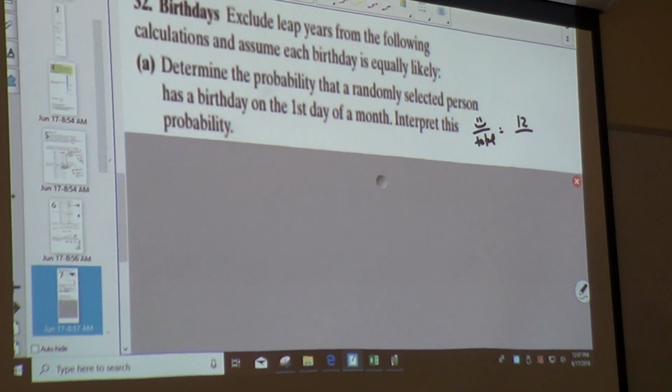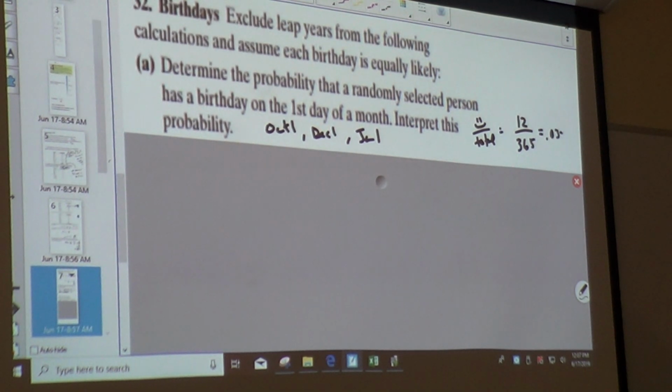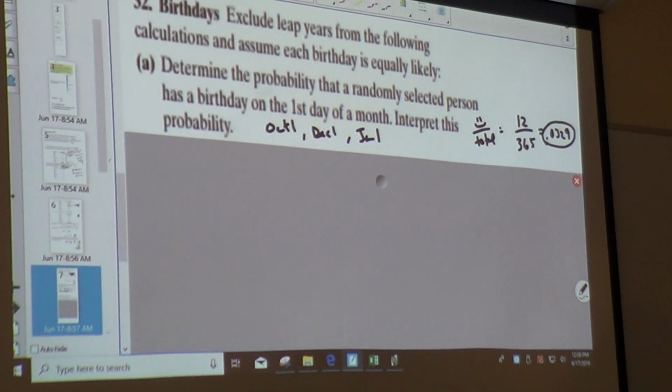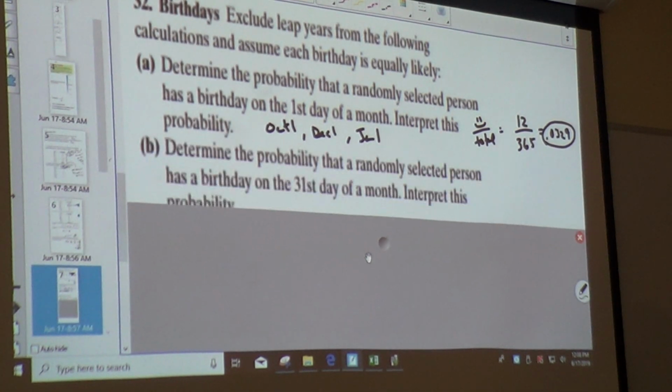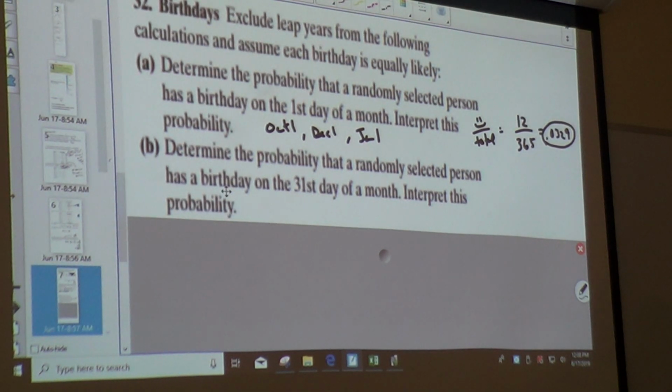How many birthdays do I have to choose from? 365. So October 1st, December 1st, January 1st, and I ended up writing it as 0.0329. I wrote it as a decimal. Your math lab will tell you how they want it. The biggest thing is how do we set it up? Are we good with that one? I want you just to set it up. Just set up the fraction.